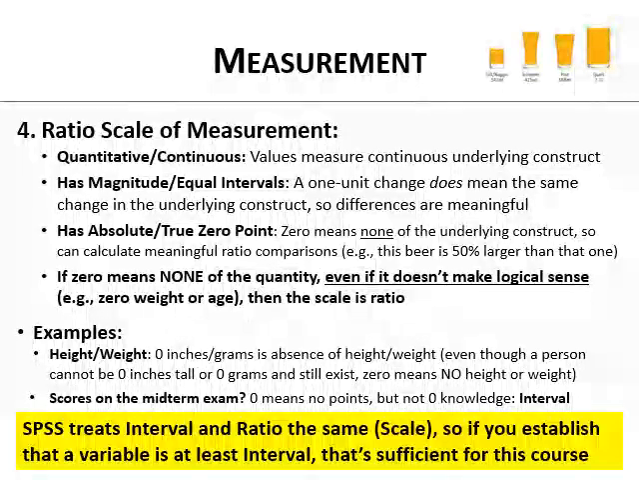Okay, so here's the good news. SPSS treats interval and ratio the same. They just call it scale. So SPSS only has nominal, ordinal, scale. That's all it has for scales of measurement. And if you can establish that a variable is at least interval, so it's one of these psych measures, that's good enough for this course. I don't bother you with having to figure out, is it interval or is it ratio? Is 0 true, right? Because it turns out it doesn't matter. So why waste your time with that? So interval/ratio is good enough for this course.